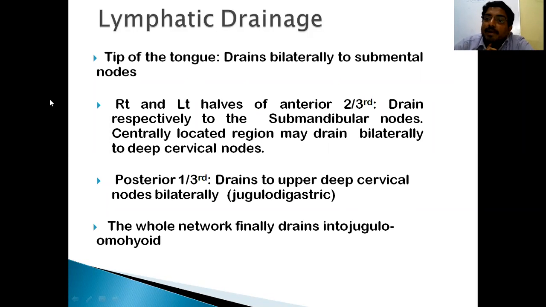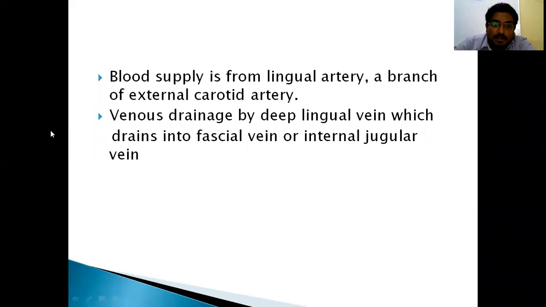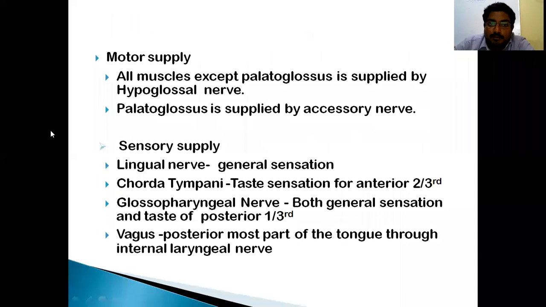See, tip to submental, anterior two-thirds, right and left halves to the respective submandibular nodes, and the centrally located region may drain bilaterally to the deep cervical nodes. The posterior one-third drains to the upper deep cervical nodes bilaterally. The whole network may finally drain into the jugulo-omohyoid node. This is called lymphatic drainage. Blood supply over, lymphatics over.